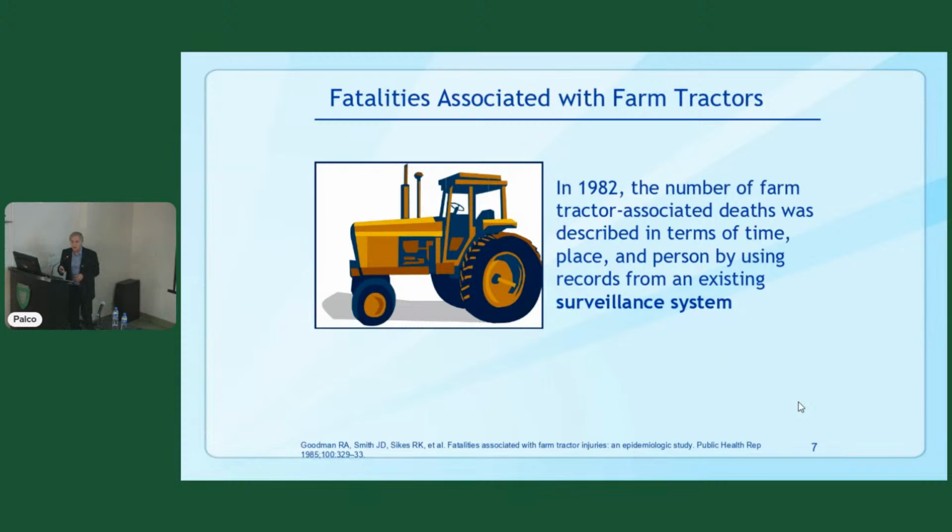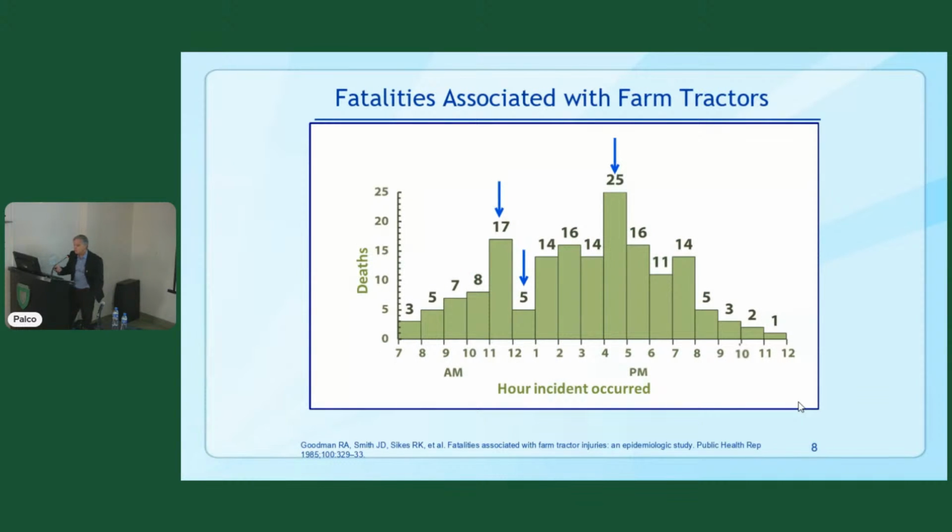So let's start. We're going to talk about correlation, but let's start here. Simple example, it's in this paper: Fatalities associated with farm tractors. In 1982, the number of farm tractor-associated deaths was described in terms of time, place, and person by using records from existing public health surveillance systems in the U.S. Well, you're dealing here with person, place, and time, traditional descriptive epidemiology, okay? And you can come up with something like that. Fatalities associated with farm tractors, and it was published in Public Health Report.